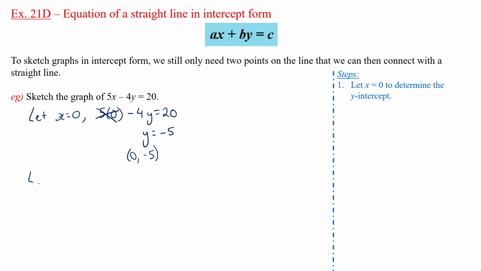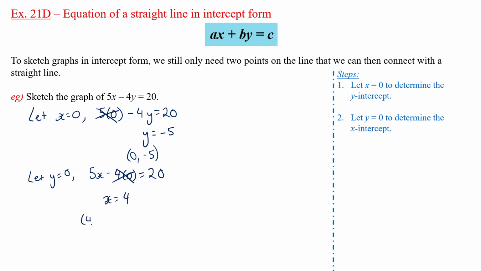For step number 2, let y equal 0 to find the x-intercept. Then what I get is 5x take 4 times 0 equals 20. Again, that term cancels out, and dividing both sides by 5, I get x equals 4. So my x-intercept is at the point 4, 0. I have 2 points. All I need to do now is plot both points on a scale.